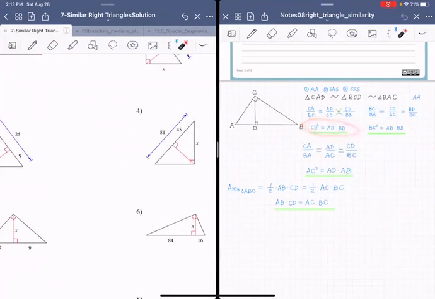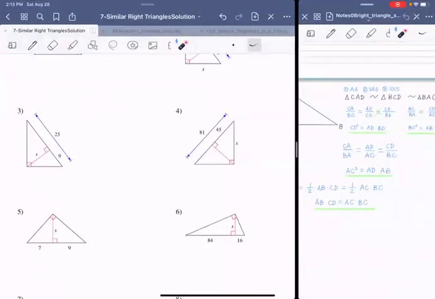Oh wait, no. Wait, hold on. X squared is 9 times 16. X equals 12. 3 times 4, right? Okay.